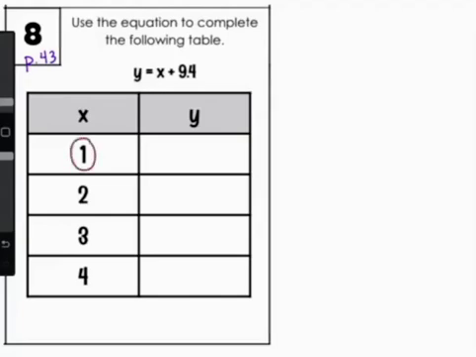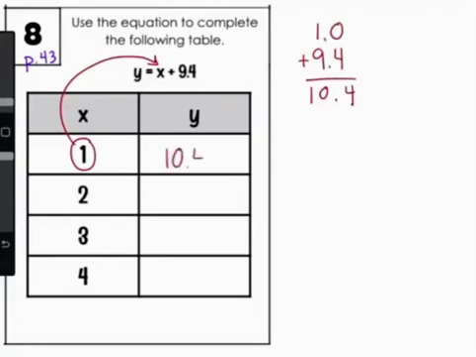So if x equals 1, I can just put a 1 right there, 1 plus 9.4. Remember, 1 is the same as 1.0. So if I add that to 9.4, I'm going to get 10.4. And honestly, we really shouldn't need any work for this, because if I know what 1 plus 9 is, then I should know what 1 plus 9.4 is. 1 plus 9 is 10, so 1 plus 9.4 is just going to be 10.4.